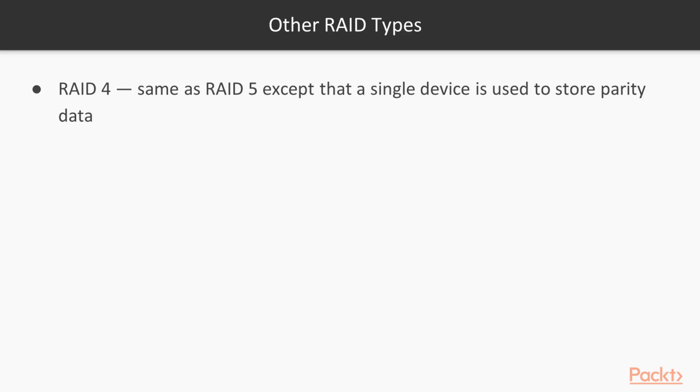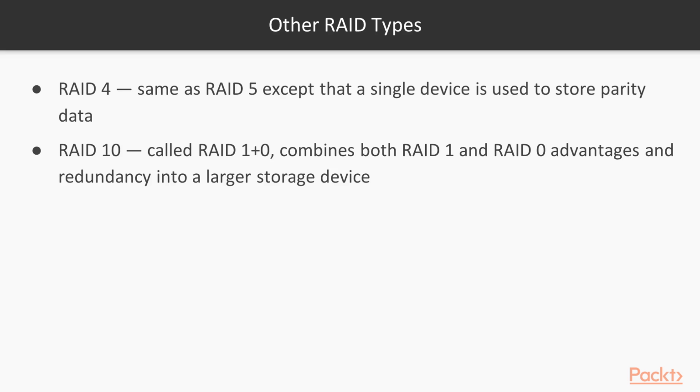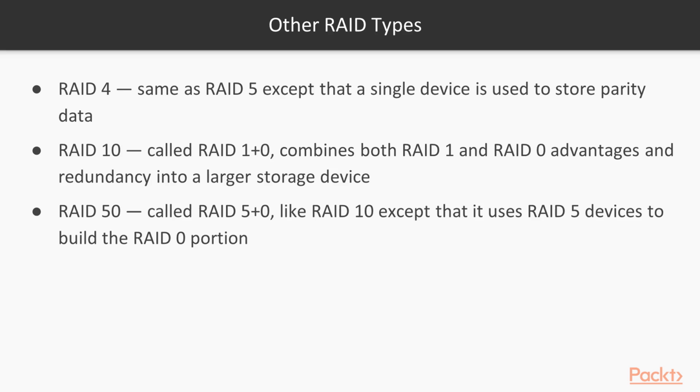RAID 4 is the same as RAID 5 except that a single device is used to store parity data. Similarly, RAID 10, called RAID 1 plus 0, combines both RAID 1 and RAID 0 advantages and redundancy into a larger storage device. RAID 50, called RAID 5 plus 0, is like RAID 10 except that it uses RAID 5 devices to build the RAID 0 portion. So that's it for the RAID storage and its types.